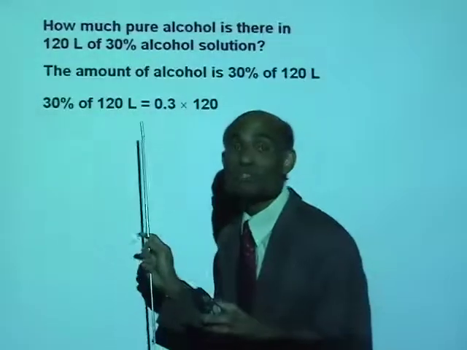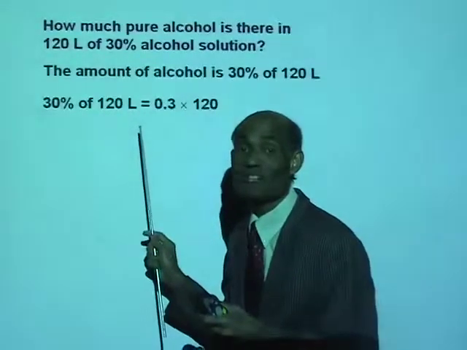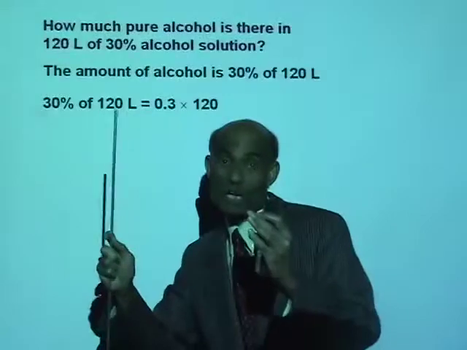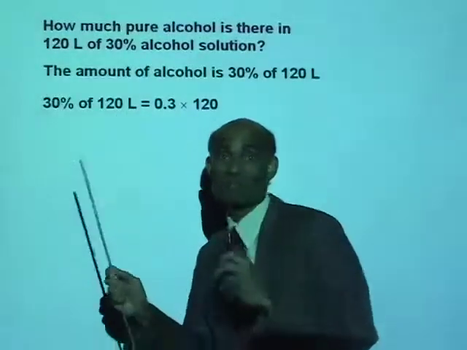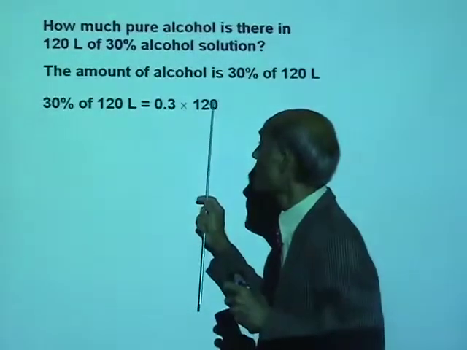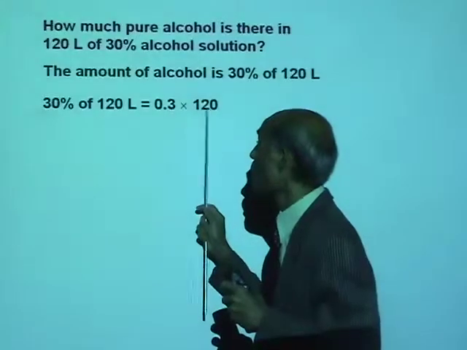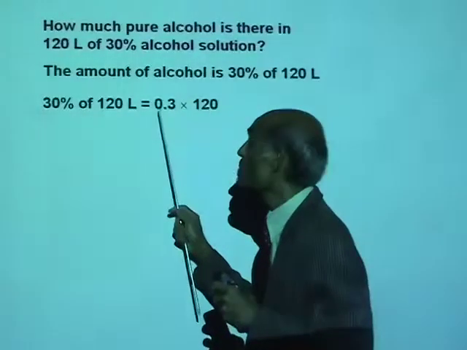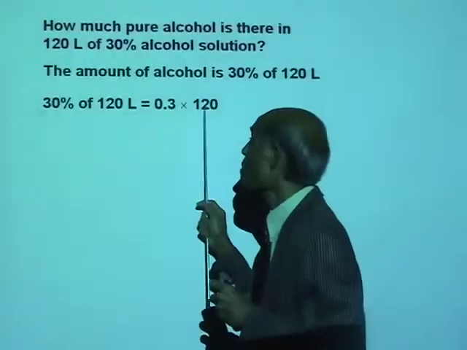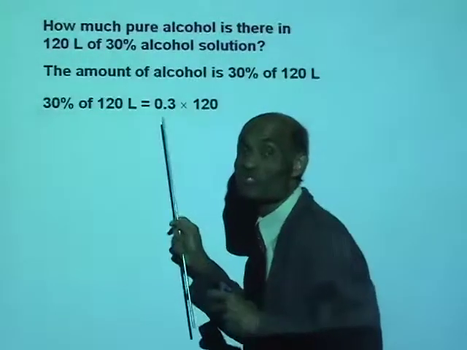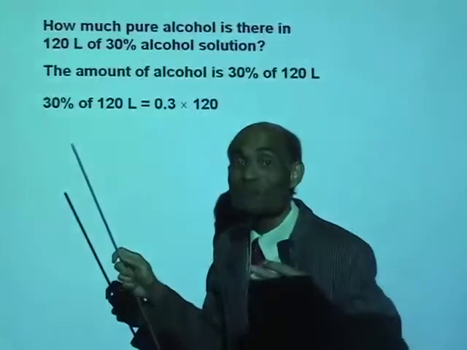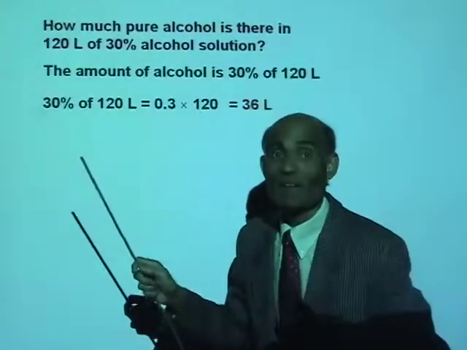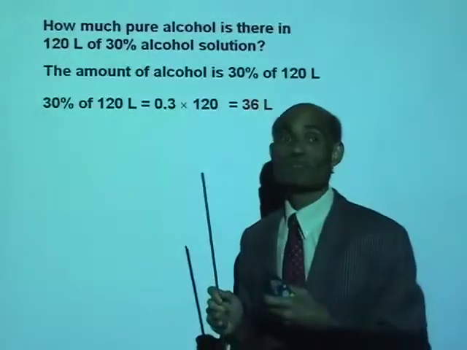Now, can you do this using the same method I showed you, how to cut zeros and move decimals? There is a 0 here. You can cut that 0 off and move the decimal 1 place to the right. So 0.3 times 120 is the same as 3 times 12, and that is 36.